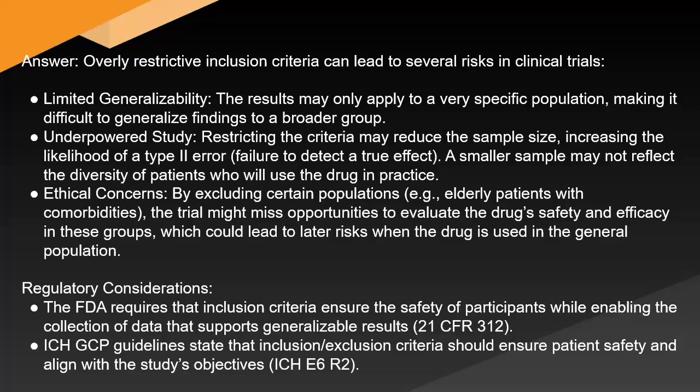population. Regulatory considerations. The FDA requires that inclusion criteria ensure the safety of participants while enabling the collection of data that supports generalizable results. 21 CFR 312 ICH GCP guidelines state that inclusion-exclusion criteria should ensure patient safety and align with the study's objectives.